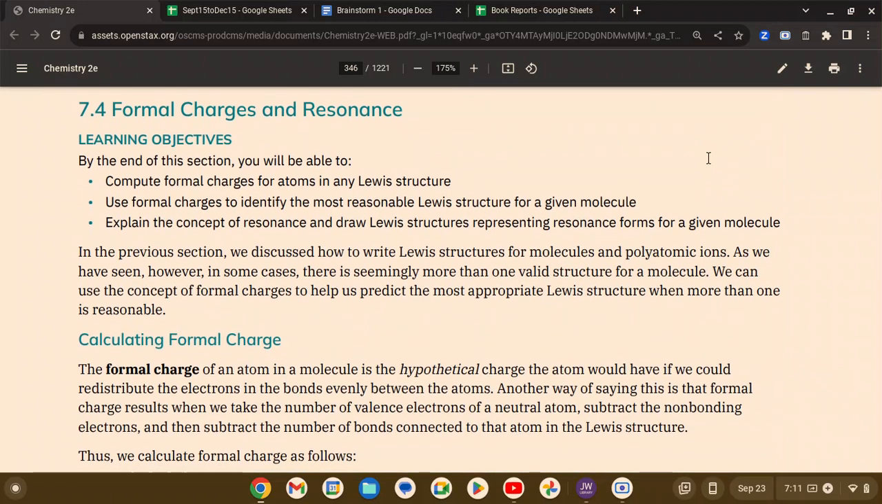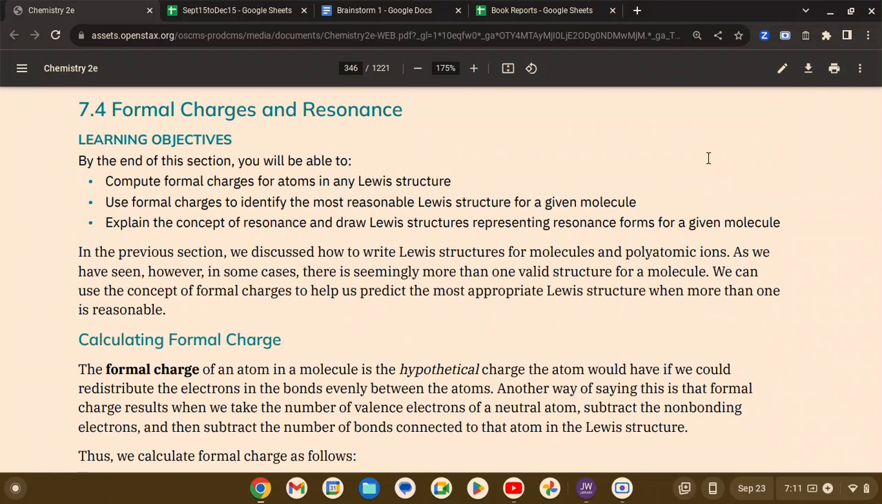7.4. Formal charges and resonance. By the end of this section, you'll be able to compute formal charges for atoms in any Lewis structure, use formal charges to identify the most reasonable Lewis structure for a given molecule, explain the concept of resonance, and draw Lewis structures representing resonance forms for a given molecule.